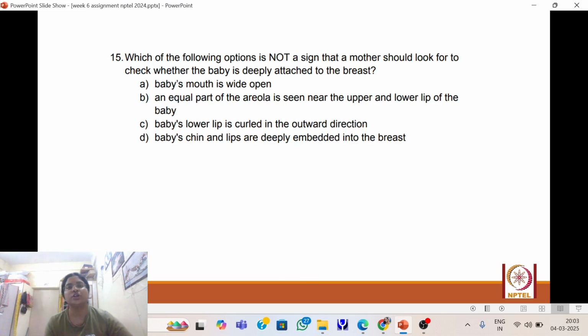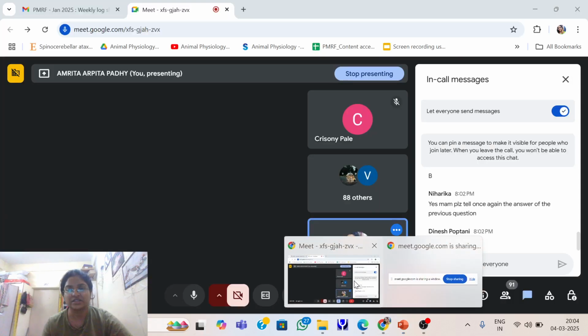Okay. Moving on to the next. Which of the following options is not a sign that a mother should look for to check whether the baby is deeply attached to the breast? Baby's mouth is wide open and an equal part of the areola is seen near the upper and lower lip of the baby. Baby's lower lip is curled in the outward direction. Baby's chin and lips are deeply embedded into the breast. Start answering.